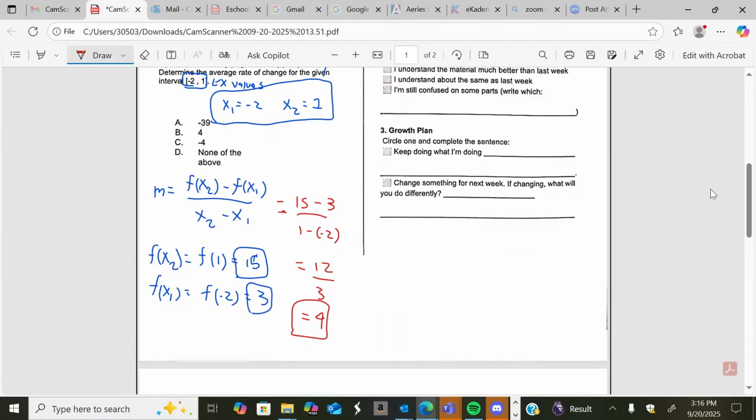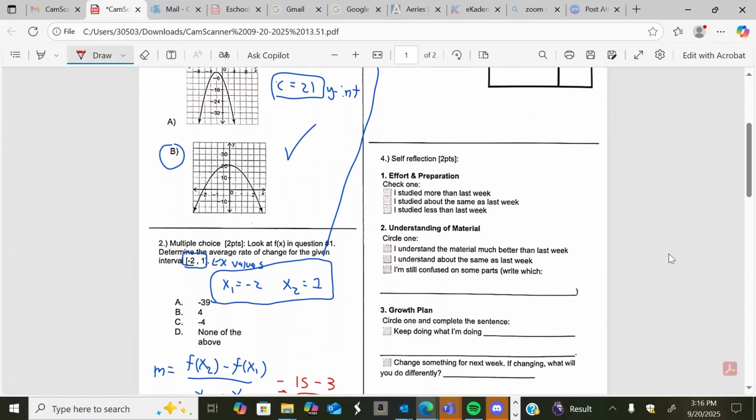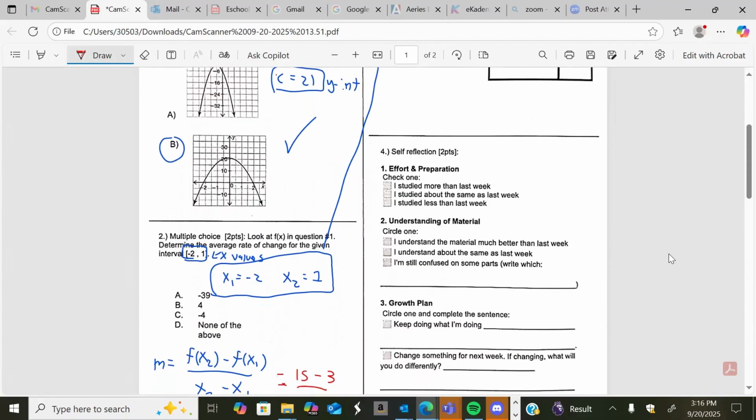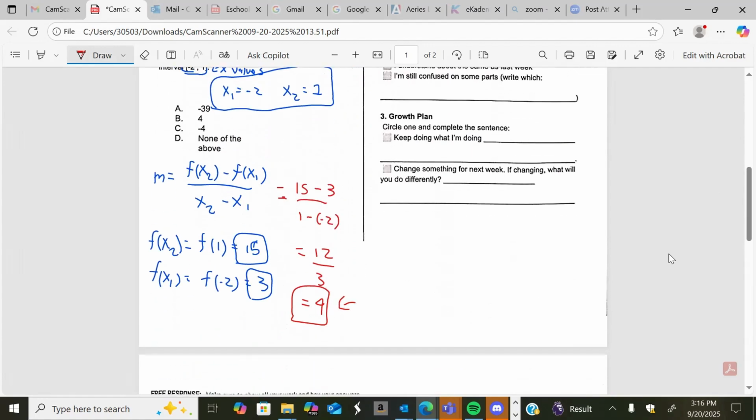This is my average rate of change for my given quadratic for this given interval. So from x equals negative 2 all the way to positive 1, we're looking at this interval, and it turns out that my average rate of change for this part of my parabola is equal to 4. So this is my answer.